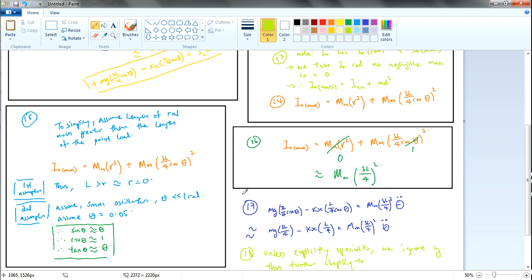However, since just now we said that our theta is 0.05, we just change these things. They're the same. We just change it to cosine 0.05, which is approximately equal to 1. So we have this equation over here.